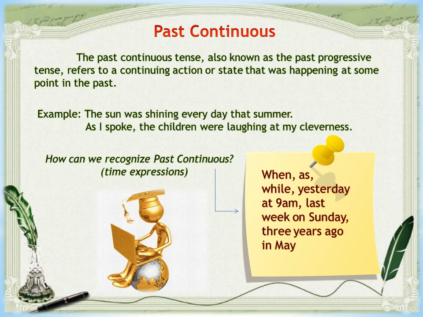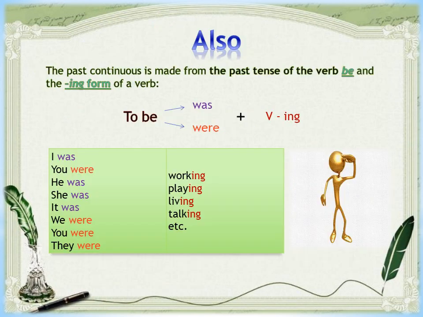How can we recognize past continuous? Thanks to time expressions: when, as, while, yesterday at 9 a.m., last week on Sunday, 3 years ago in May. Also, the past continuous is made from the past tense of the verb be and the ing form of a verb. Look: to be, was, were, plus verb with ing. For example, I was working. You were playing. He, she, it was living. We, you, they were talking.